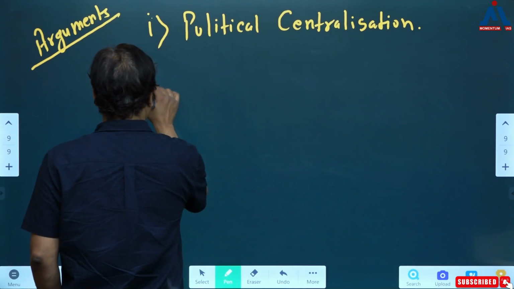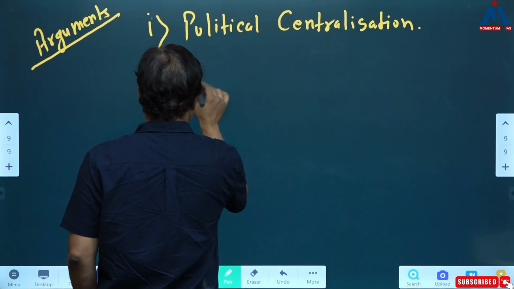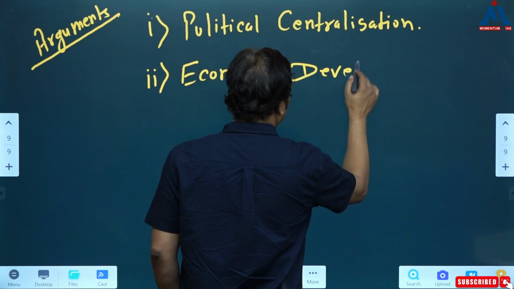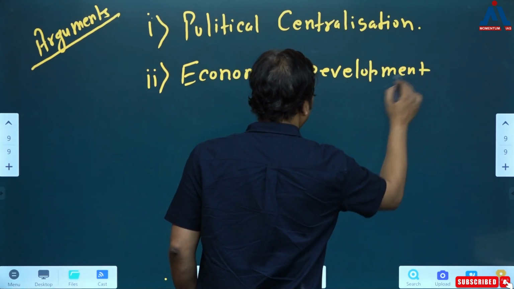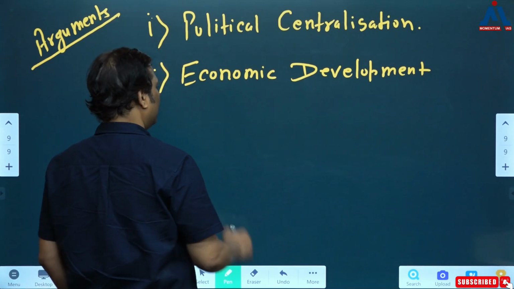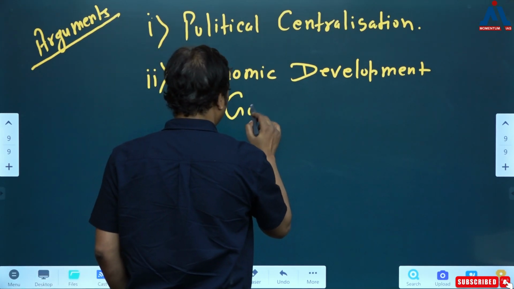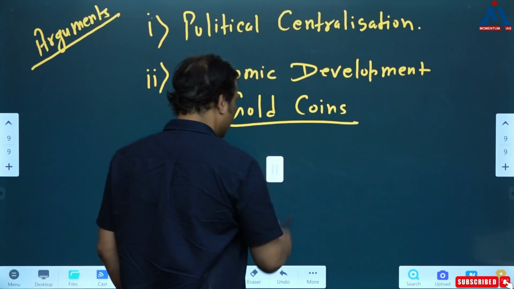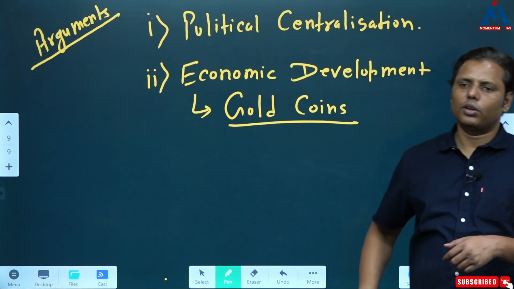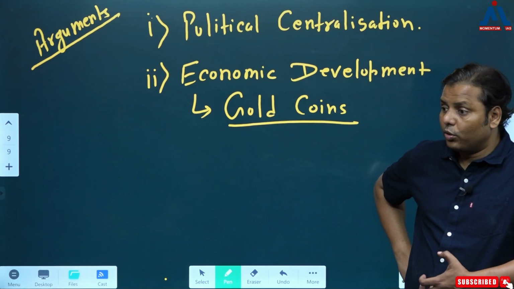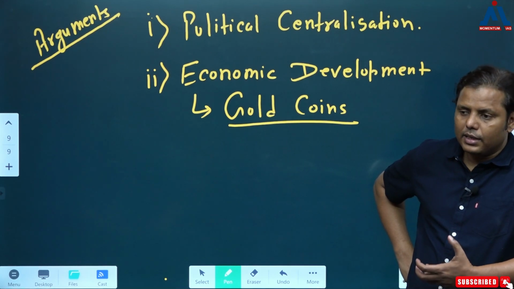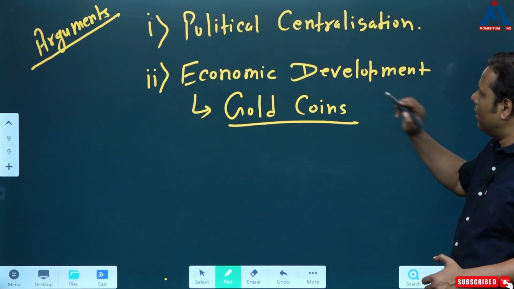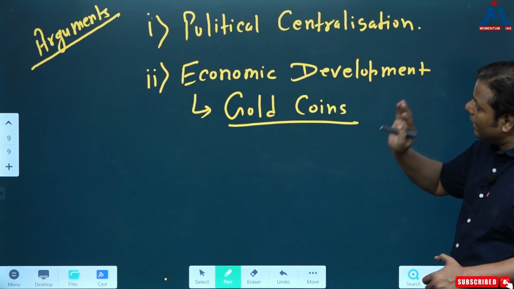Okay, fine. The second important argument is about economic development. Correct? Now, in the economic development, the most solid argument they had been giving is about the gold coins, that too in larger numbers. During this period, you do find a good number of gold coins issued by the Guptas, and in fact, you all know that the Guptas are known for their golden coins. They were aesthetically the most beautiful coins ever minted in India, and this is why it's called the golden age even for the economy.